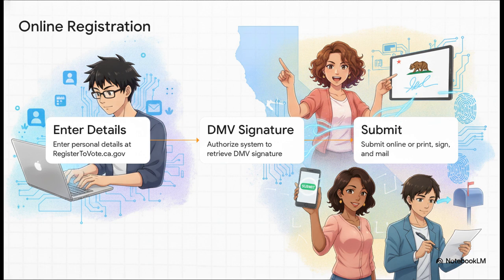Second, you authorize the system to retrieve your signature from the DMV. Seriously, this is the magic of the California system. By pulling the digital signature you already gave the DMV when you got your license, you don't have to physically sign or mail a single thing. Step 3 is just clicking submit.